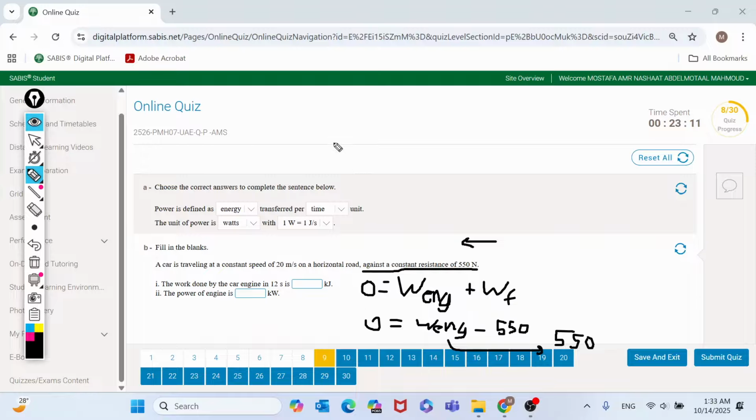Let's just keep that up here because we're going to use it later. It's like continue solving the question. Work of the engine equals 550. Okay, let's just erase this.